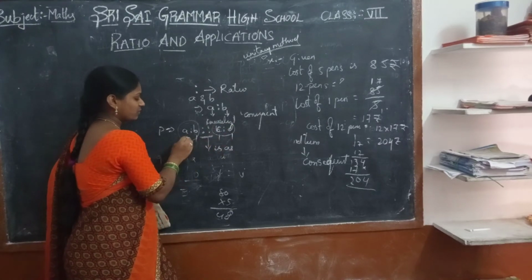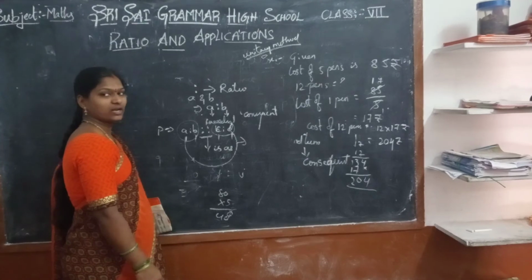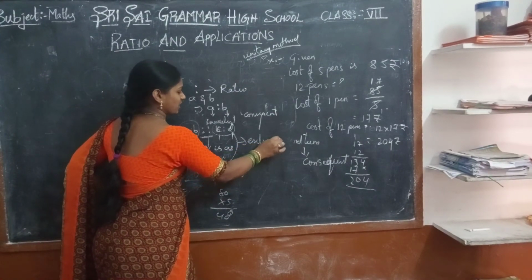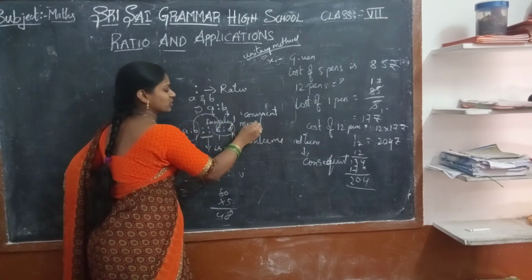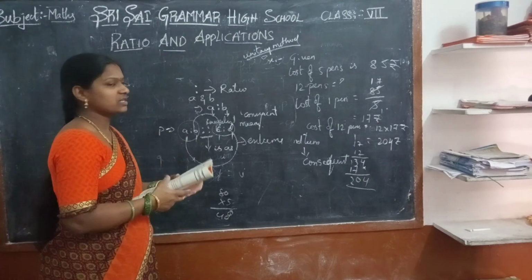A and D are called extremes, and B and C are called means. These should be applied on the sums now.